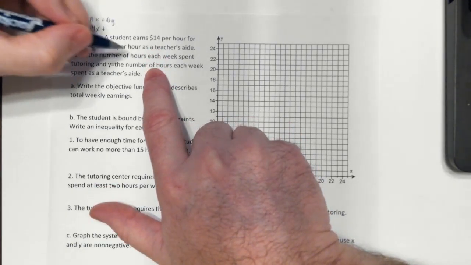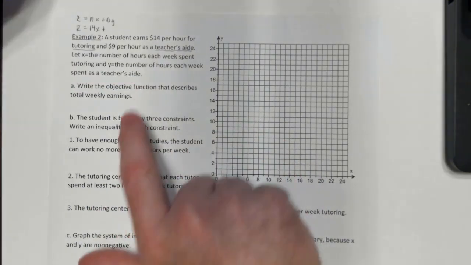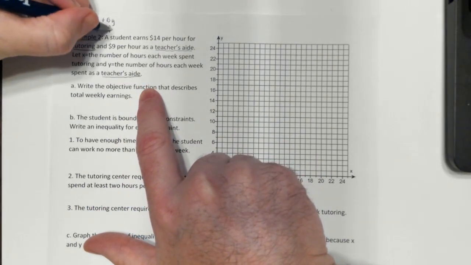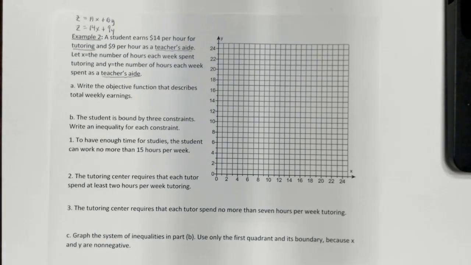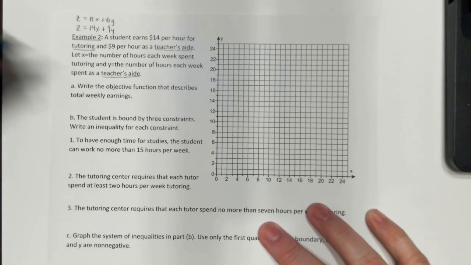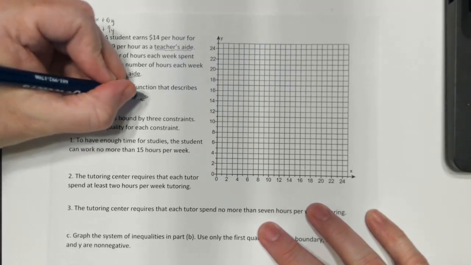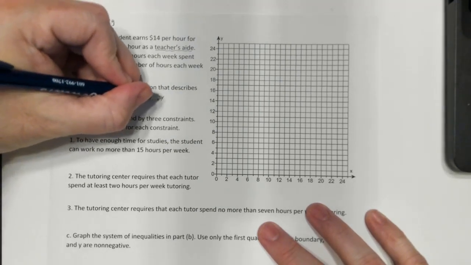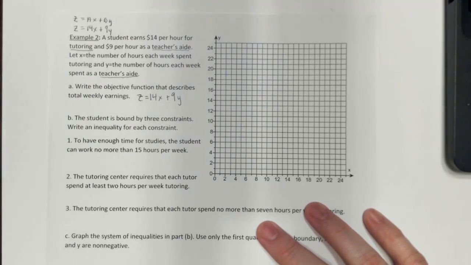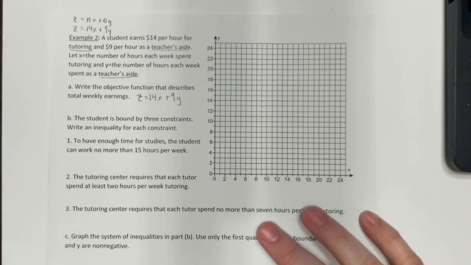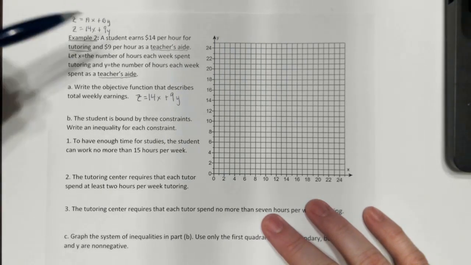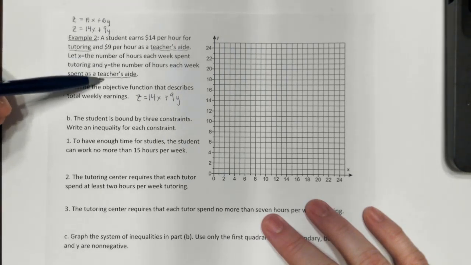And then $9 as a TA, and Y is the number of hours as a TA, so that would be 9Y. Okay, so you're going to have to look for some of the key phrases. So that's the objective function, Z equals 14x plus 9y. And you'll see a pattern in a lot of these. You can kind of jump to the end, but be sure to read through it. Make sure x is the number attached to tutoring, y is the number attached to TA.